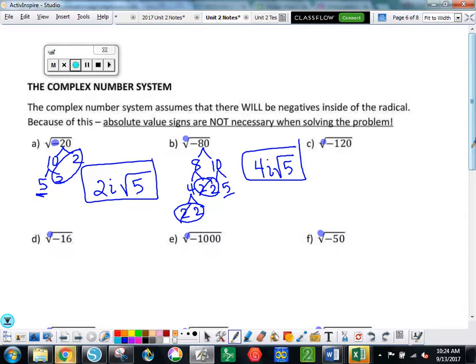Break down the 120, look for the imaginary. It's not wrong if you put the I at the end. It is wrong if you put the I on the inside.